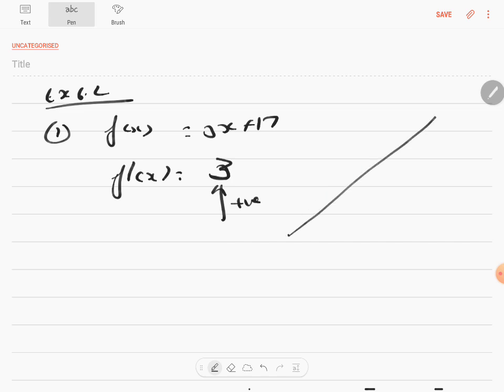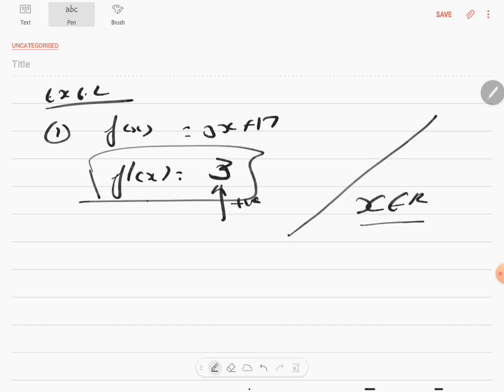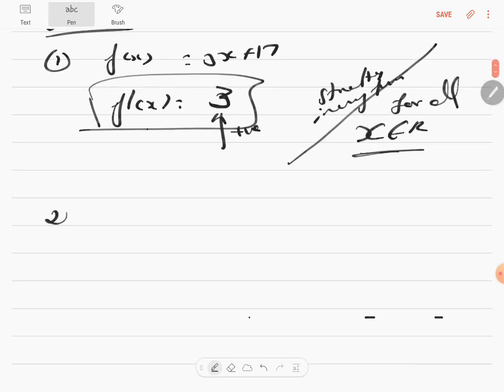It's definitely strictly increasing. Never will it become equal to 0 on a strictly increasing function, and it does not depend on the value of x. It is independent of the value of x. The slope is not dependent on the x value. So for all x an element of R, the function is strictly increasing. Are you clear? So let's go to the next question.